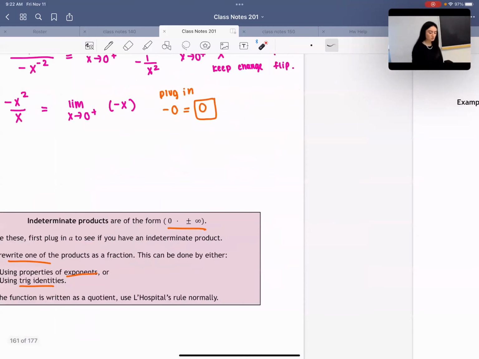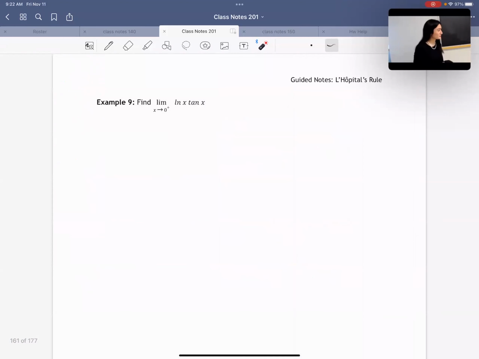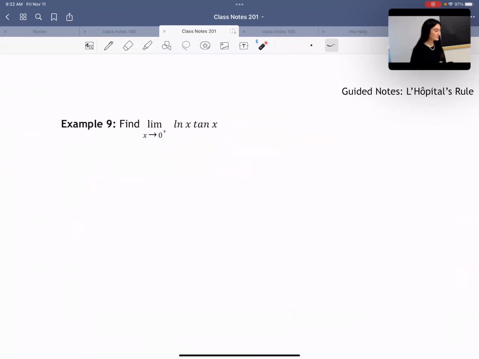Let's do another example and see what happens. All right, let me get off this example here. All right, we're going to start talking about what happens when we see trig in our L'Hopital's rule. Let's talk about what happens here. Okay. Let's see. We have natural log of x times tangent of x, and we want to see the limit as we go to 0 from the right. I told you before that the left and right doesn't really matter with L'Hopital's rule, so it doesn't change how we do the limit or anything.